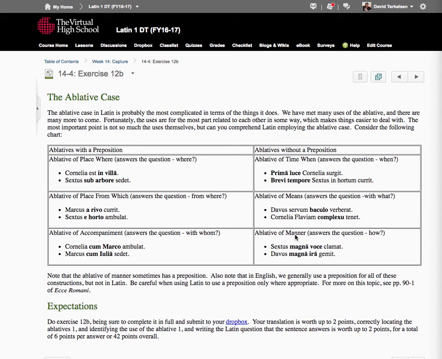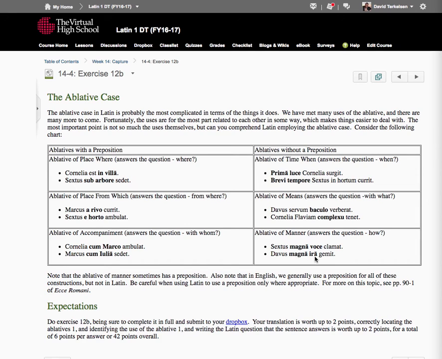Ablative of manner answers the question how. How are certain things being done? Sextus shouts. Magna voce. Does Sextus shout the loud voice? No, he shouts in a loud voice or with a loud voice. And Davos groans. The word gemit is groans. He groans with great anger.